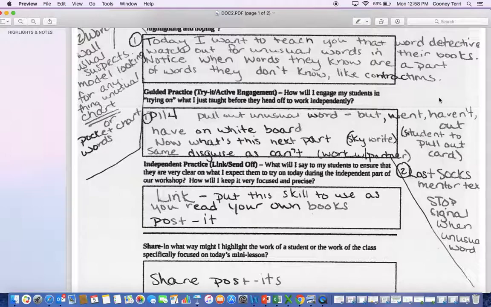And then at the end for the share, after independent reading and strategy groups, we would share some of those findings on our Post-its and add them to our word wall and add them to the created anchor charts that we did in our lesson.